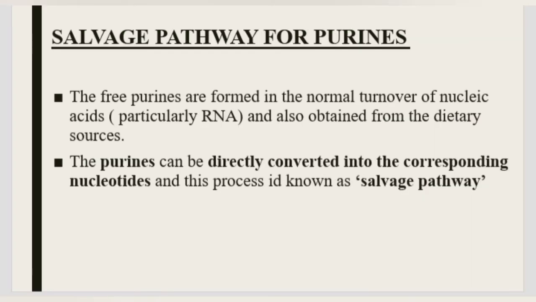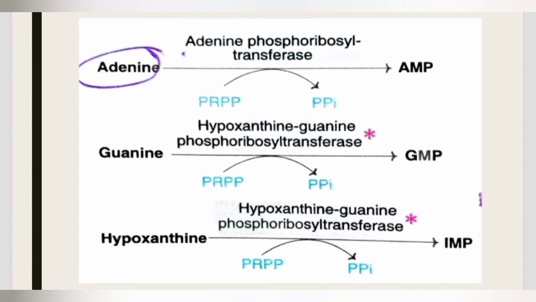So next, let's look at the salvage pathway for purine. The free purines, that is adenine, guanine, and hypoxanthine, are formed in the normal turnover of nucleic acid, particularly RNA, and are also obtained from dietary sources. So the purines can be directly converted to the corresponding nucleotides, and this process is called the salvage pathway. Here is a representation of the salvage pathway of purine nucleotide synthesis.